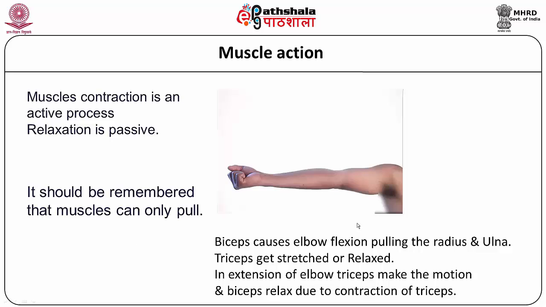Let us look at the biceps. Biceps causes elbow flexion by pulling the radius and ulna bone, and at that particular time of biceps contraction, the triceps muscle gets stretched, or relaxed, you can say. It reverses when the elbow is extended. During extension, the triceps muscle pulls the elbow outward, so the angle of the joint increases. At that time the biceps is stretched. So essentially the motion was done by pull, not by push. So muscles can only pull.